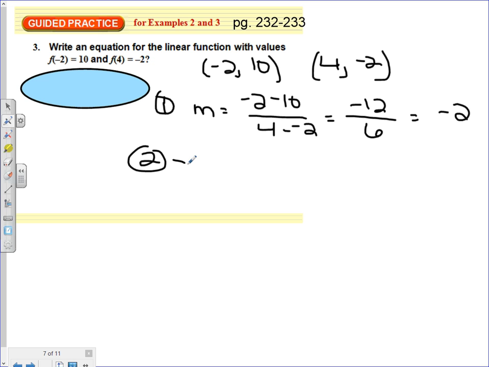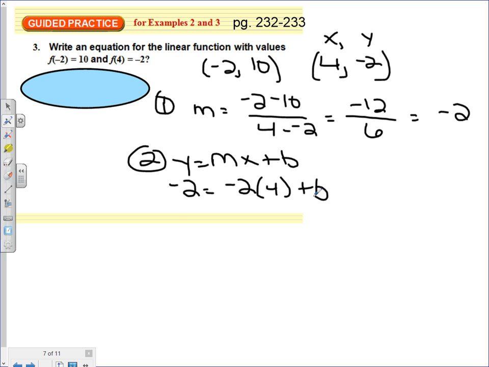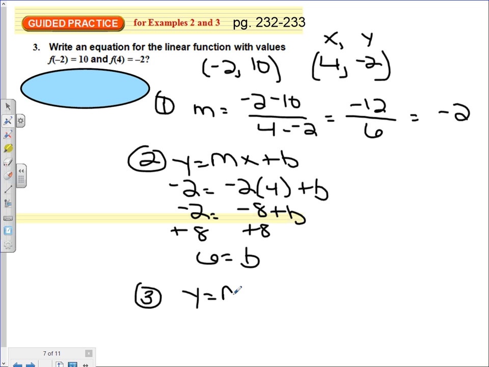Step 2, y equals mx plus b. I can choose either point. I'm going to use this point this time. So negative 2 is equal to, my slope is negative 2, my x is 4 plus b. Negative 2 is equal to negative 8 plus b. Add 8 to both sides. Negative 2 plus 8 would be 6 is equal to b. I am now ready for step 3. Y equals mx plus b. Y equals negative 2x plus 6. Oops. Somehow my 6 didn't get on there. I think we're doing okay there.